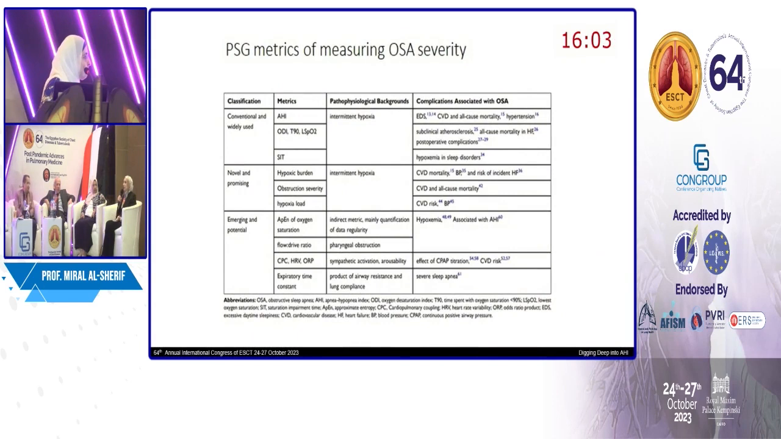So now we are highlighting the weak points of the apnea-hypopnea index, and that's why we need to try to find other metrics that would be more coherent and competent than the apnea-hypopnea index. And this table summarizes the available PSG metrics for measuring the obesity hypoventilation severity. The conventional ones are the apnea-hypopnea index and ODI, and there are novel and promising metrics. My professors will show us about them.